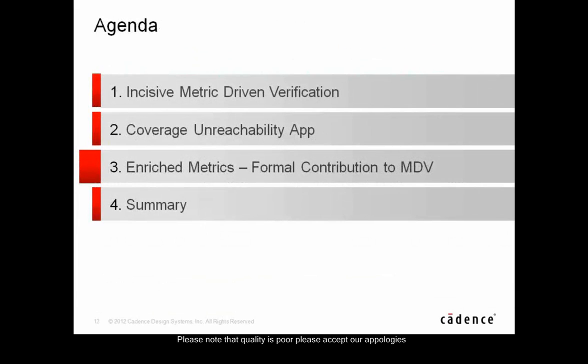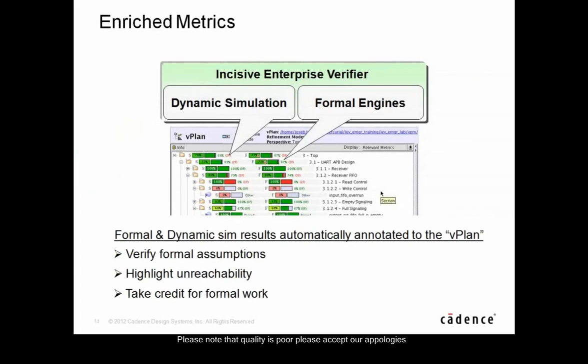So this was one aspect of metric formal helping out with MDV and helping you reach coverage goals. Another aspect is what we call enriched metrics. This was code coverage, and what we'll talk about now is more about functional coverage and seeing pure formal results alongside simulation results. How can rolling up formal results along with your simulation results, functional results, help? You can actually highlight functional unreachability.